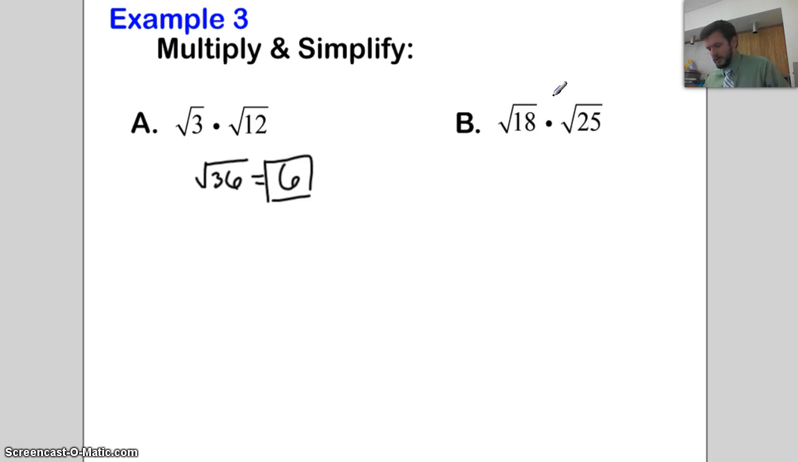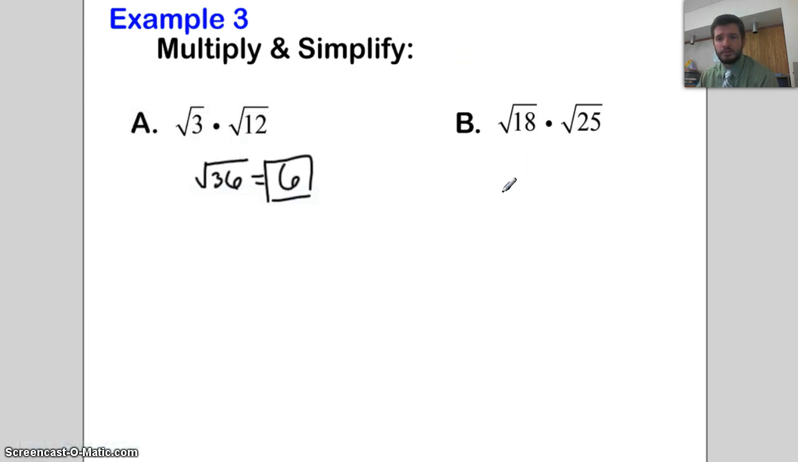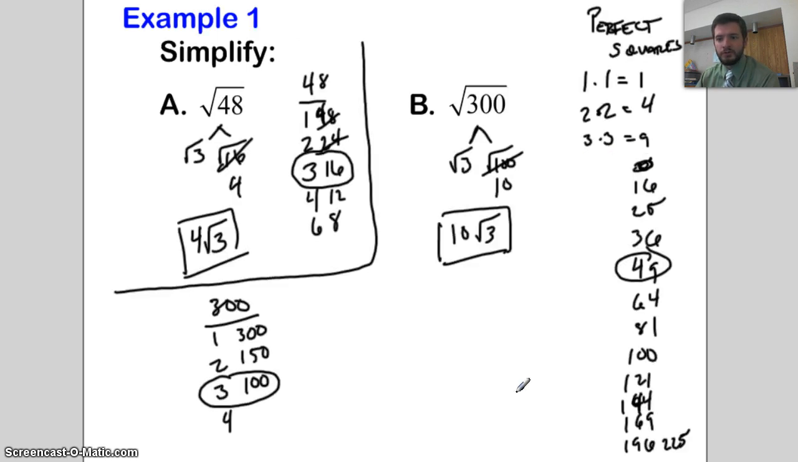Now we can do the same thing here. Let's get our handy dandy calculators out, and I'll pull mine up on the screen. It'll be 18 times 25, so 450. This will break down into the square root of 450, and we'll figure out what our perfect square is. It'll be 1 and 450, 2 and 225, and right there, look at that. Ask and you shall receive. You see that 225 is the perfect square for 15, right on our list there.